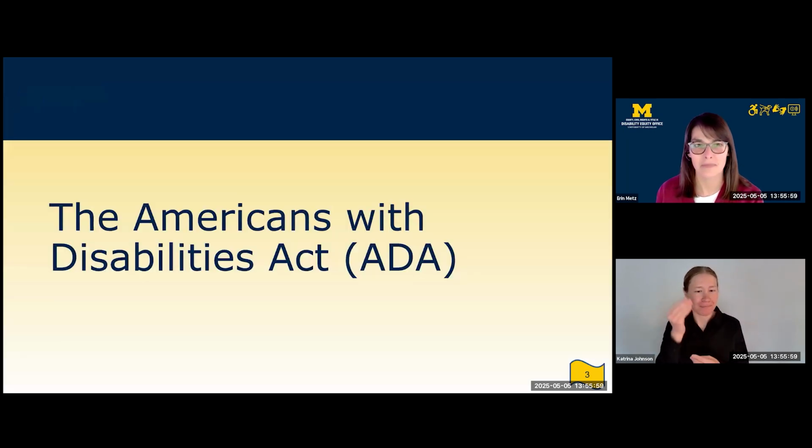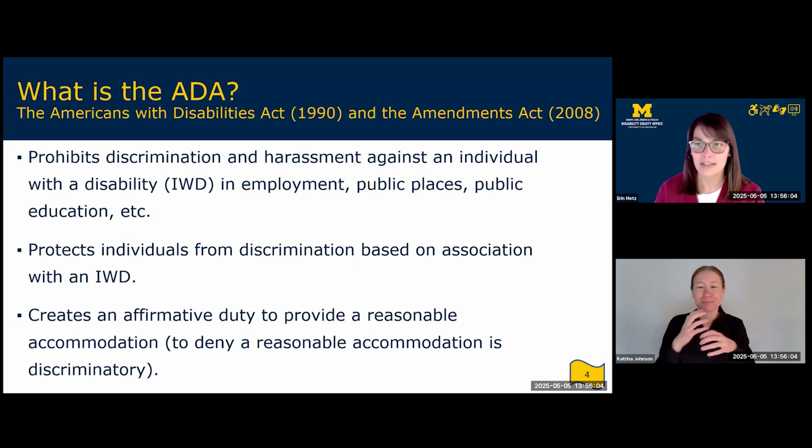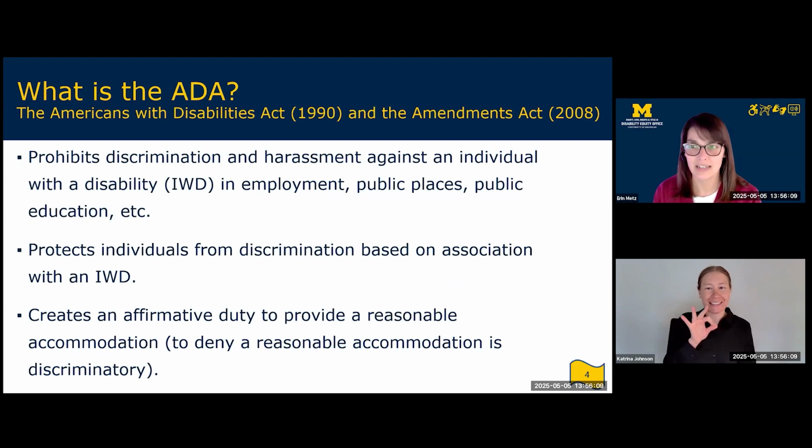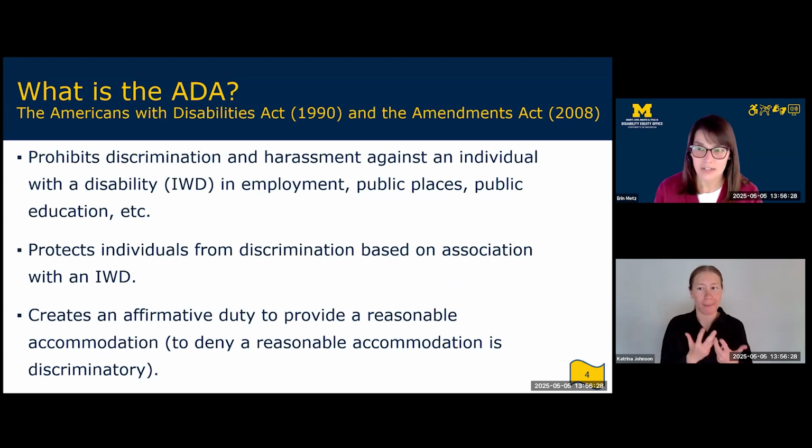So let's get started with the Americans with Disabilities Act, the ADA. The Americans with Disabilities Act, originally from 1990 and amended in 2008, is a federal law that prohibits discrimination against individuals with disabilities in various areas, including in employment, places of public education, and in public places. It establishes an affirmative duty on employers to provide reasonable accommodations to qualified individuals. There are many other laws and regulations that apply at the University of Michigan, but we'll be focusing primarily on the ADA.